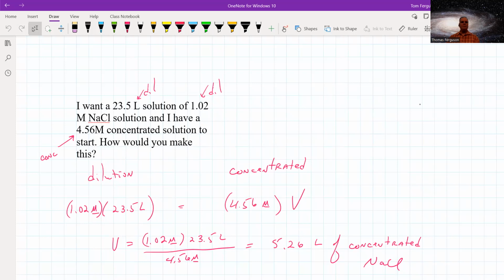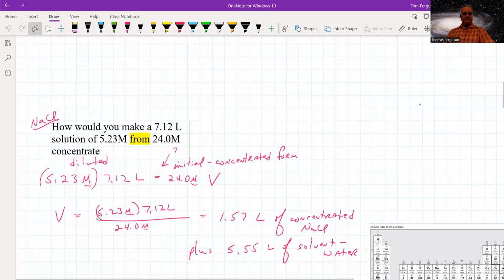Okay, typical problem. I want 23.5 liters of 1.02 molar sodium chloride solution. And I have a concentrated solution of 4.56. How do I make this? So basically, you've got to dilute the concentrated. So there's two volumes here to worry about. What's the volume of the concentrate you need? And then what's the final volume of solution to bring it up to whatever your level is? Okay, so let me do this graphically for you here.